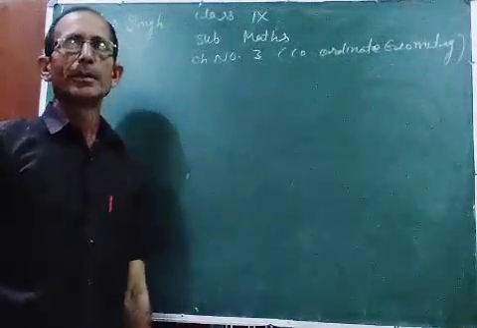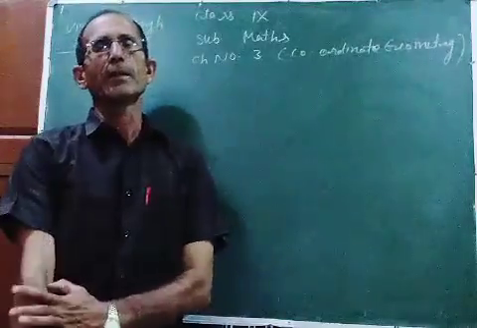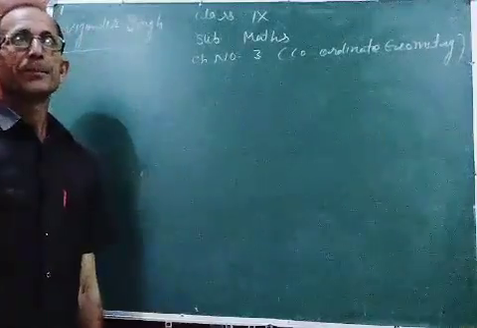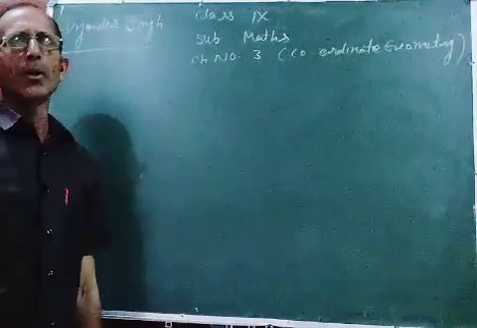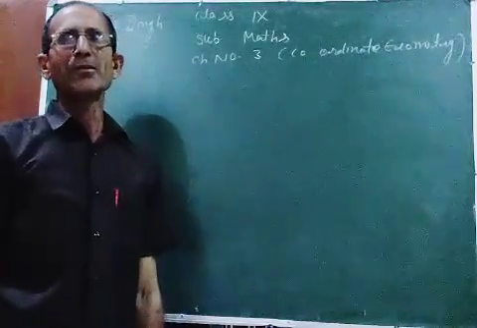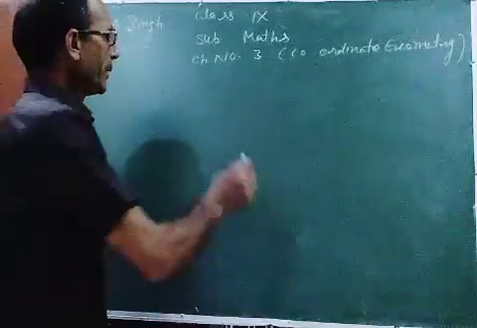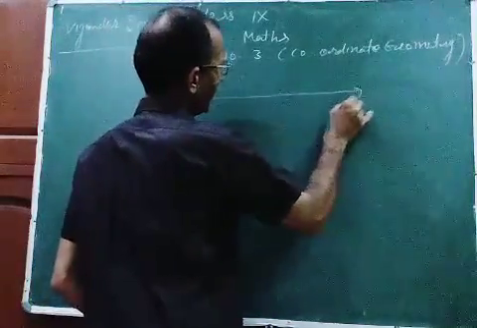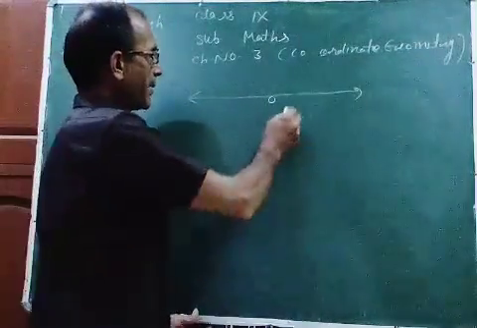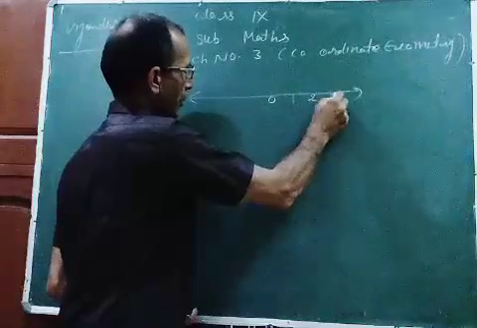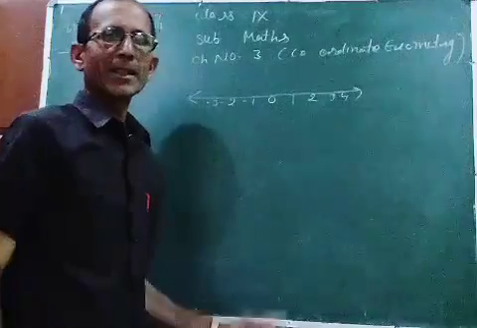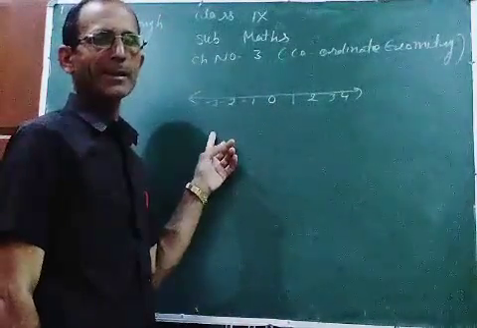Hello friends. So today we are starting a new chapter of class 9, chapter number 3, coordinate geometry. In earlier classes you already know how to represent rational numbers, integers or natural numbers on the number line. So this is the number line. 0, right side of 0 are positive numbers 1, 2, 3, 4, and minus 1, minus 2, minus 3. So this is representing the integers on the number line.